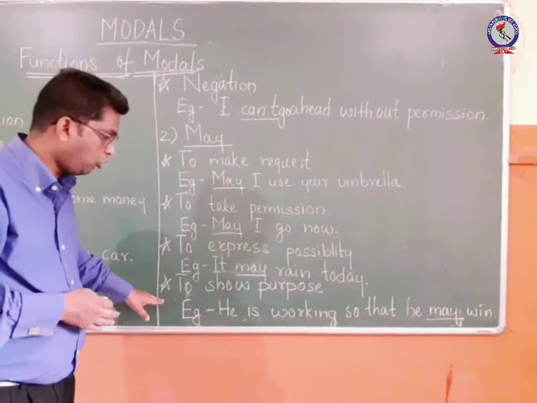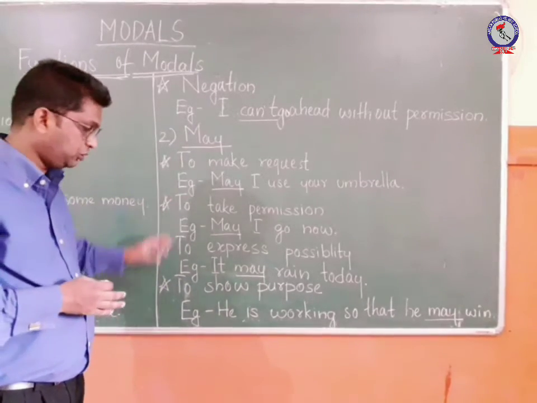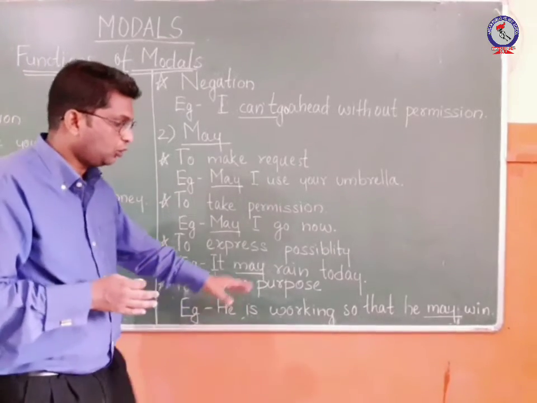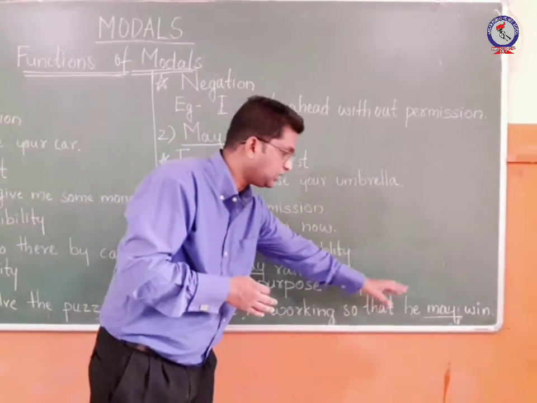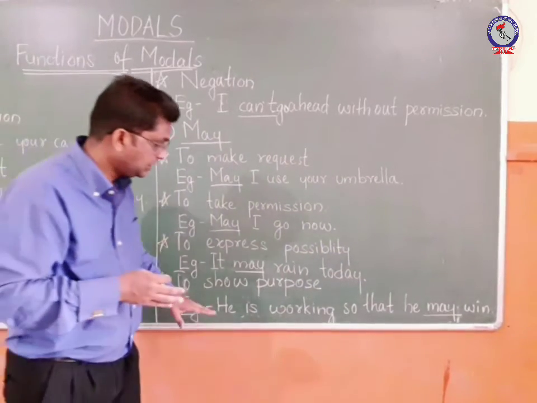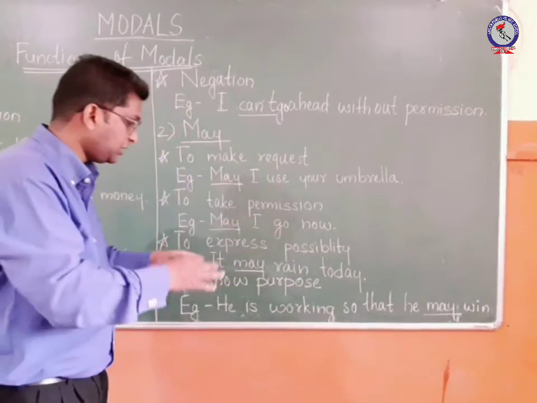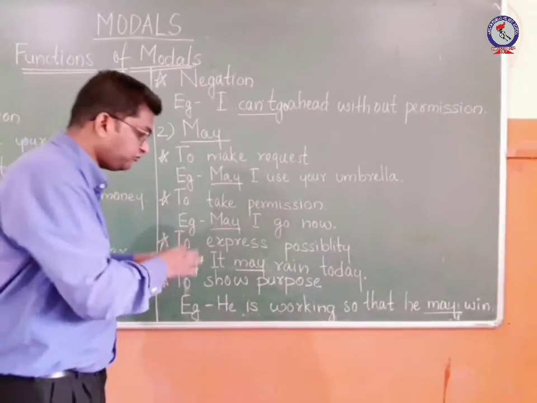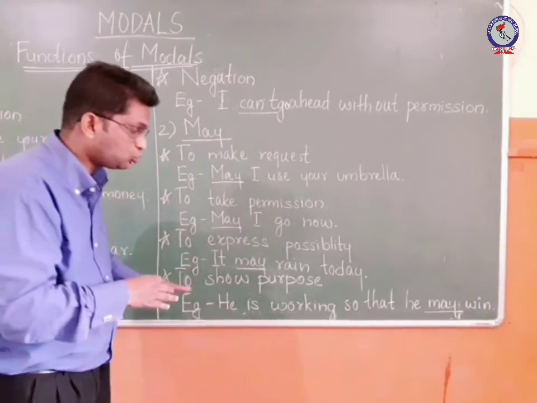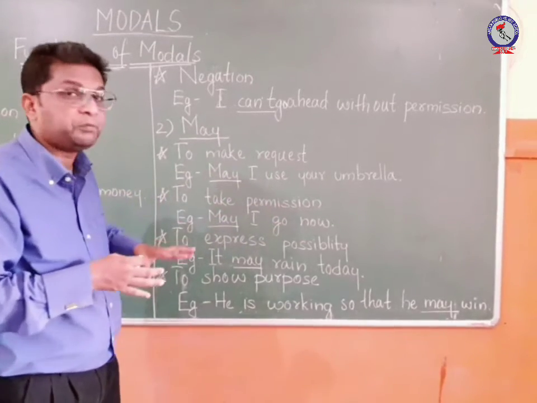Now, to show the purpose, modal may can be used to show the purpose. Example, he is working so that he may win. Listen to me carefully. The sentence is, he is working so that he may win. This sentence shows us the purpose of working. Why somebody is working? Why anyone is working? He is working so that he may win. It shows us the purpose.